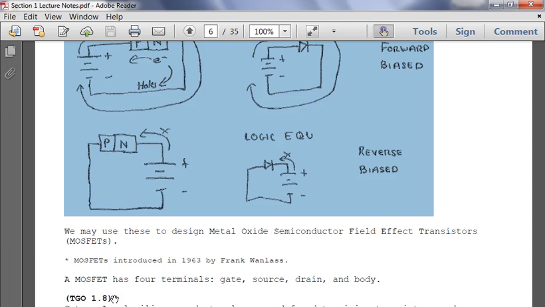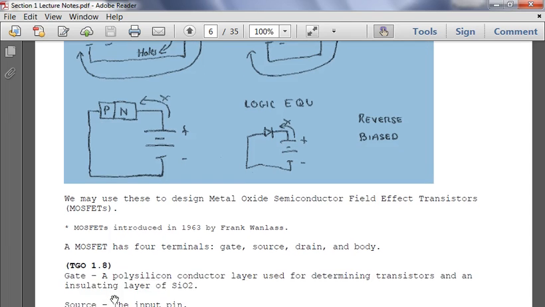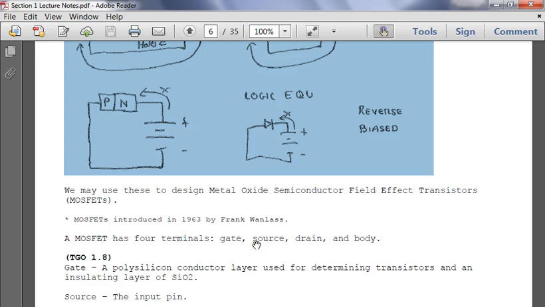So the actual definitions I have for TGO 1.8: the gate is a polysilicon conduction layer used for determining transistors and an insulation layer of silicon dioxide. The source is the input pin, the drain is the output pin, and the body is the actual silicon wafer. So after you guys write this down and ask if we can go over a little more, I'll actually show you a diagram.